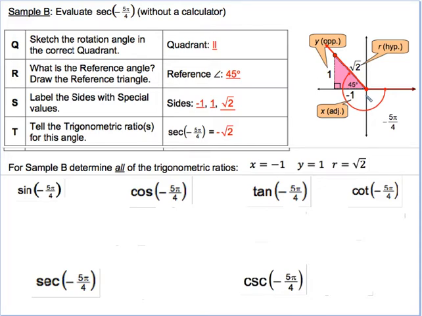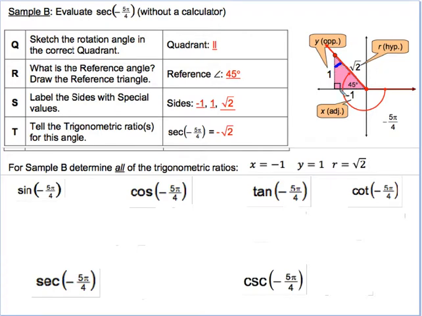Yeah, I think it is 225. Anyway, so the reference angle, the rotation angle is negative 225. The negative comes from our negative sign here, so we're going clockwise instead of counterclockwise. The reference angle, though, is just 45 degrees. If this is 45 degrees, then guess what? This angle is 45 degrees too.